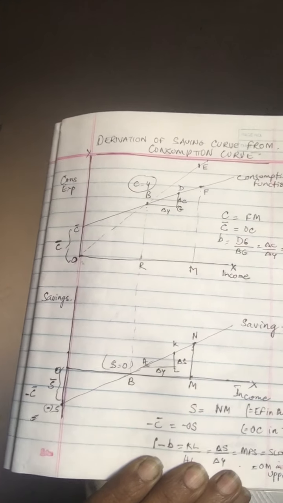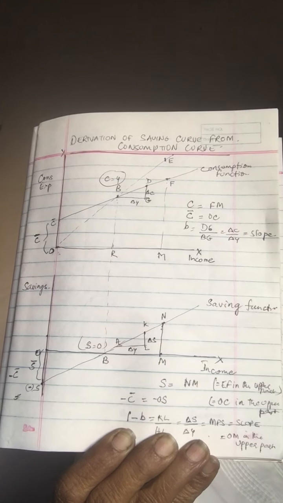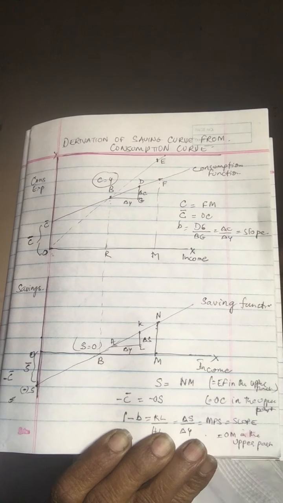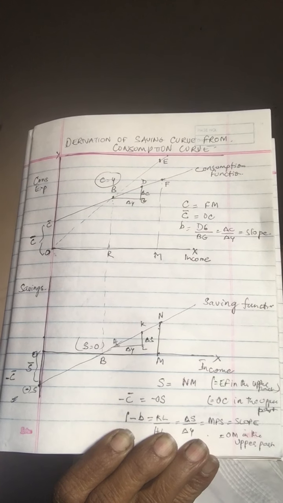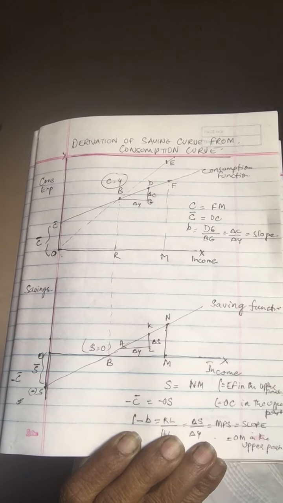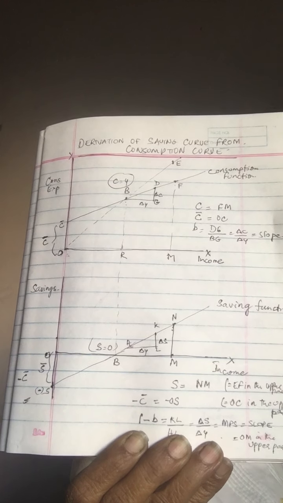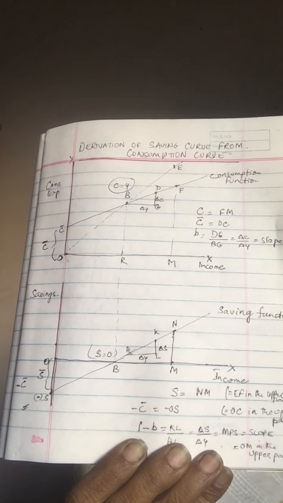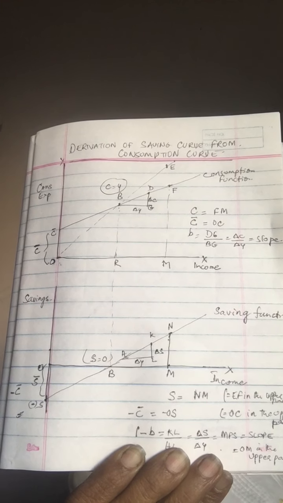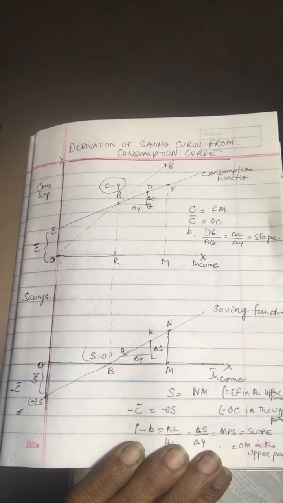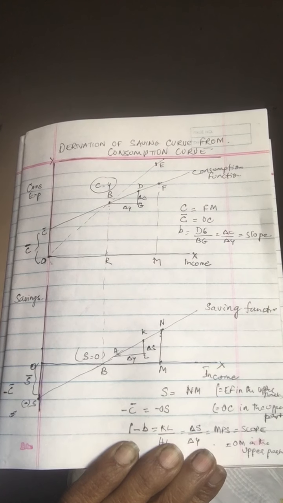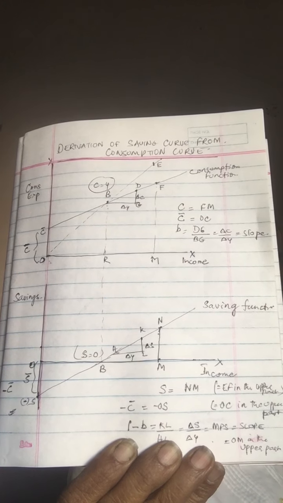And then autonomous consumption, C dash, is given as OC. I'm sure you can spot it. And b, small b, is change in C upon change in Y, that is DG upon BG. DG is change in C, and BG is change in Y. That is the slope, the other name for it is MPC, marginal propensity to consume. And the income is OM. So the CF curve is the consumption curve. Each point on this curve shows an income and expenditure combination. For example, at point B, income is OR, while consumption expenditure at this income level is BR. Similarly, at F, income is OM and the consumption expenditure is FM.